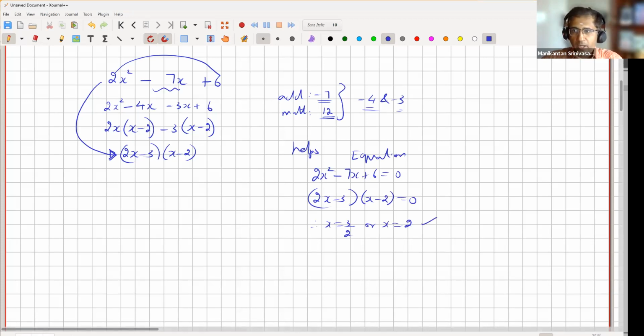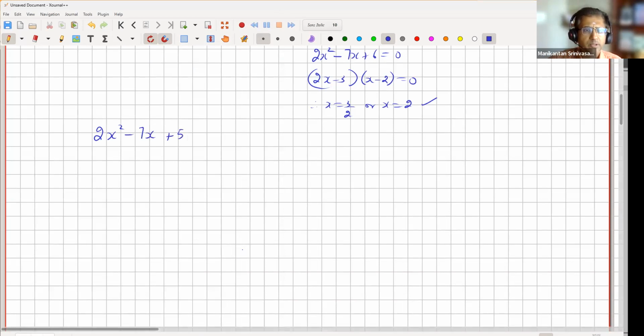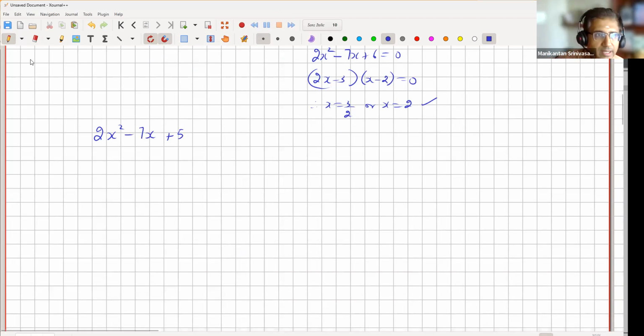Okay, now the problem is not everything is factorizable. So for example, instead of 2x square minus 7x plus 6 equal to 0, suppose I just make a small tweak, 2x square minus 7x plus 5 equal to 0. Maybe this is also factorizable. Two numbers multiplying to 10 and adding to minus 7, that's minus 5 and minus 2, right? So maybe I'll give a better example, plus 4.